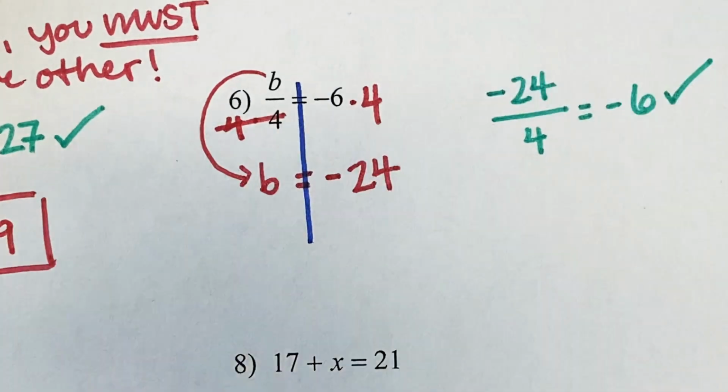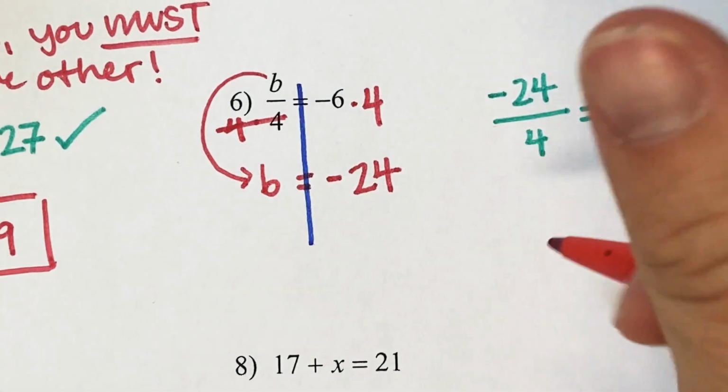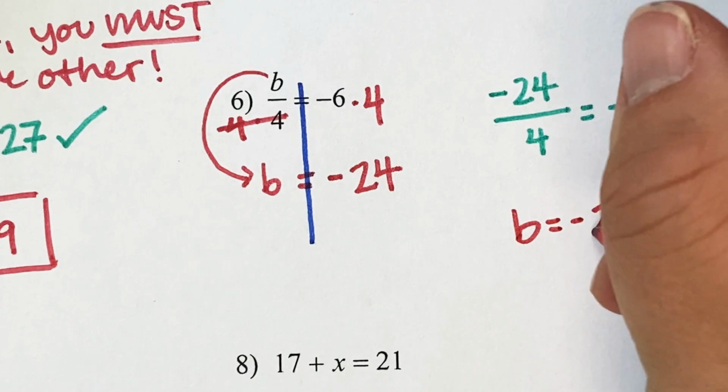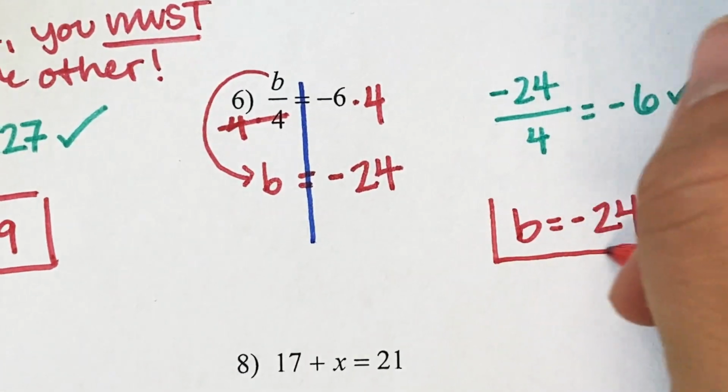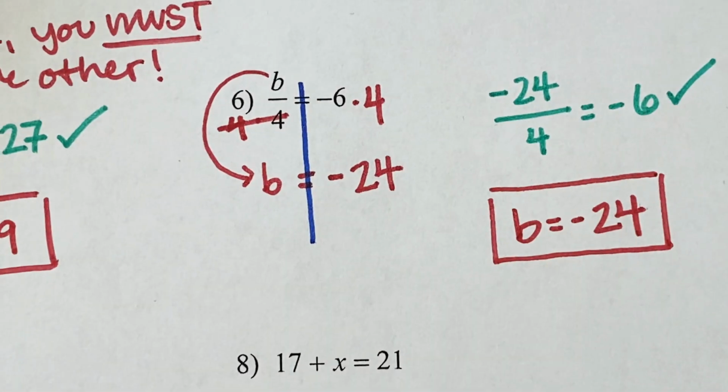Okay, so our answer is b equals negative 24. And there we go.